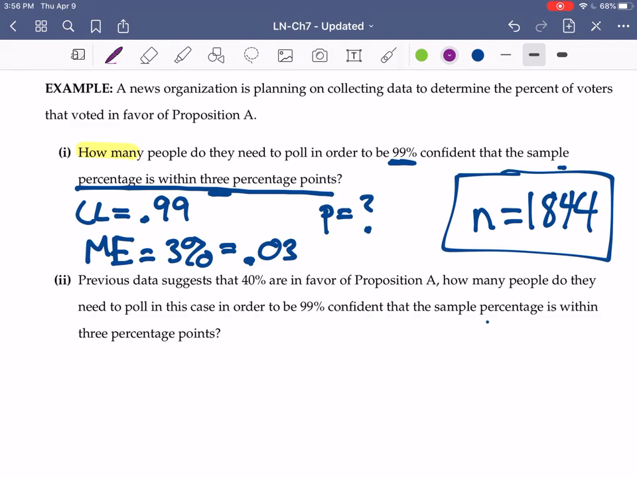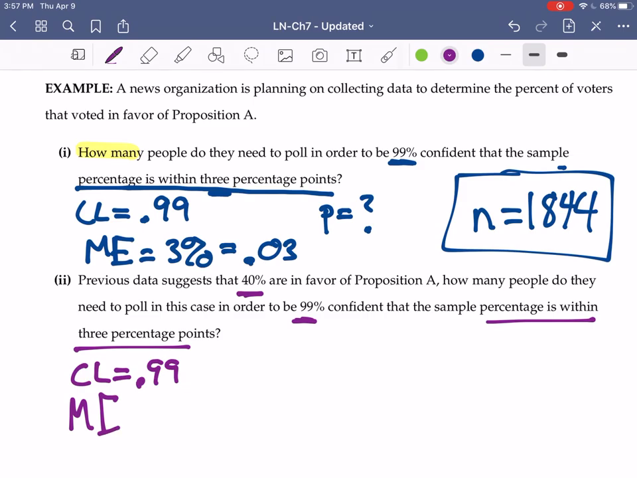Part 2 of this question says, previous data suggests that 40% are in favor of Proposition A. How many people do they need to poll in this case in order to be 99% confident that the sample percentage is within 3 percentage points? Our confidence level is still the same. Our margin of error is still the same. The thing that's different is now we have a guess for p. We think the proportion is 40%, so we're going to use that information in StatDisk this time.